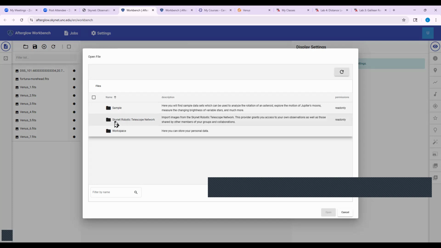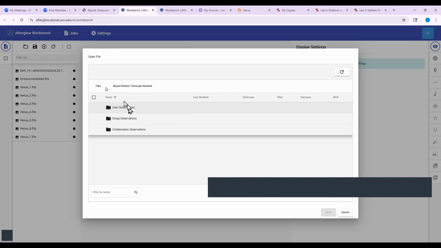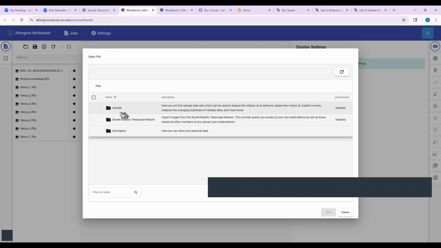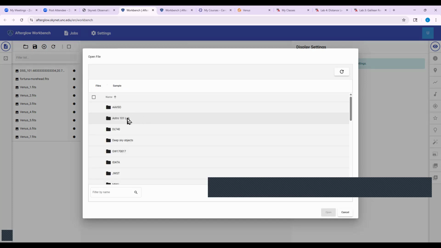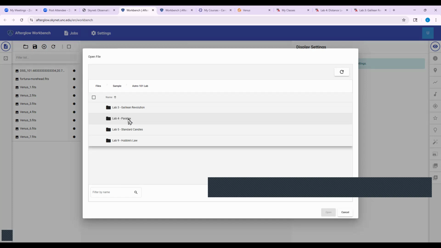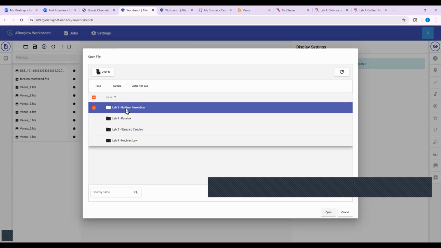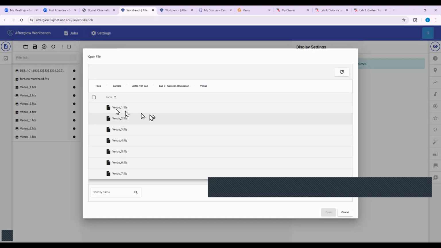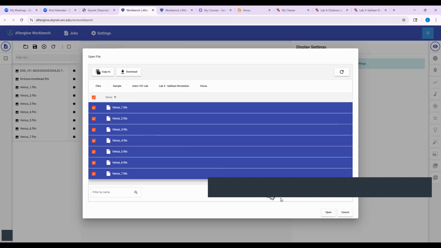You go here to user, but we don't want to go here. We want to go to samples, and you go to Astro 101 lab. And in Astro 101 lab, Galileo on Revolution, lab 3, and Venus. When you click the Venus, there are 7 pictures taken at the times that Venus has a measurement. I already clicked all of them. You click all of them and open, and you're going to see them on the left side.